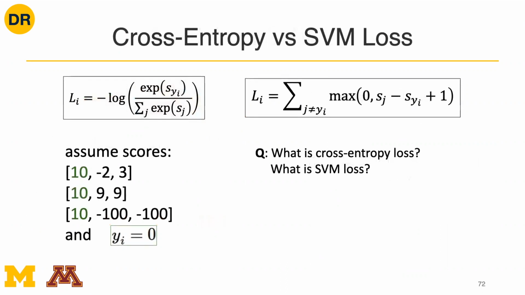Okay, so let's compare both these losses, cross entropy and SVM loss. Let's look at these three values here. Let's say these are three different classifiers that are giving three different scores for three different labels. And let's look at only the first label, which is in the green color. We're looking at the loss only for that particular label. Can you think of what the cross entropy loss is here? What is the SVM loss?